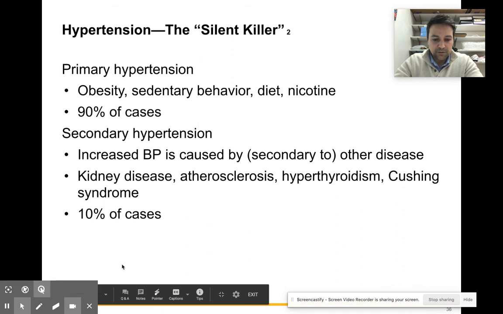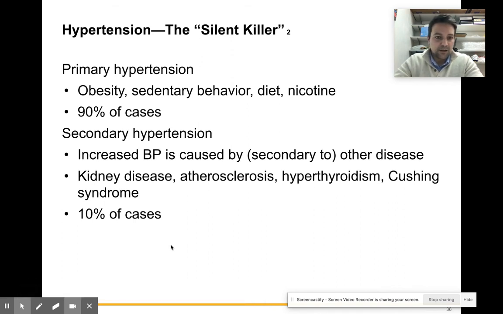So there you have it. There's your lesson on blood vessels and arteries and veins and capillaries. I will see you next lesson.